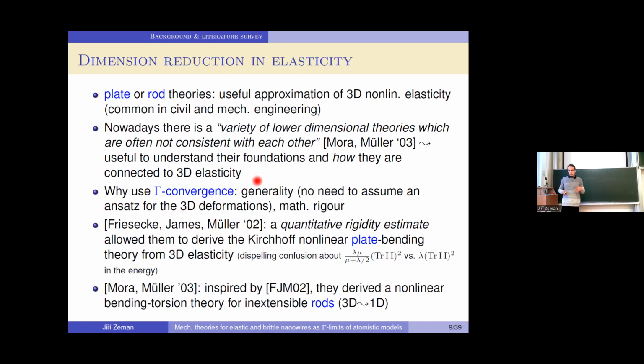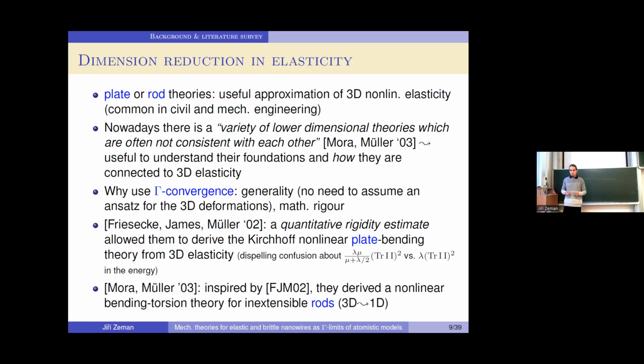Among all the approaches that can be used to derive such dimensionally reduced theories, I think that gamma convergence kind of stands out, because we don't need to assume a particular ansatz on the solution of the equations of three-dimensional elasticity, and also it provides sufficient mathematical rigor that can then be used even in numerical mathematics or neighboring fields.